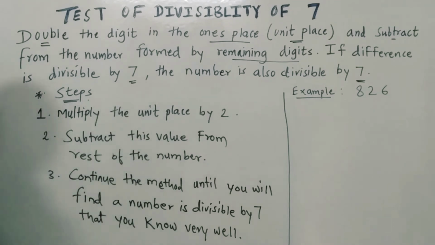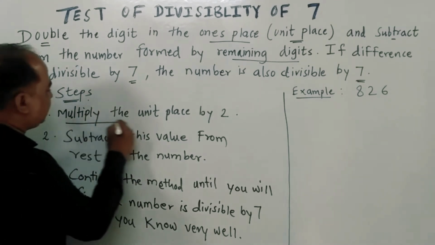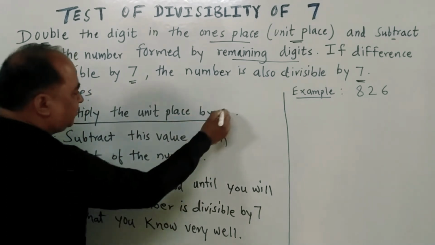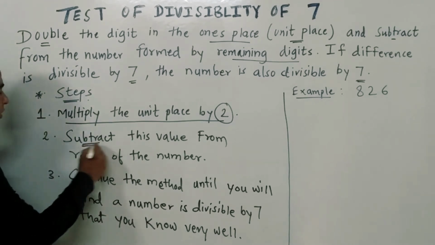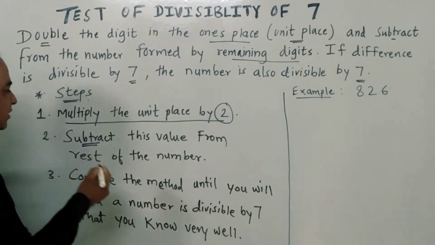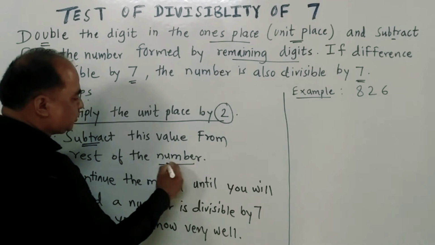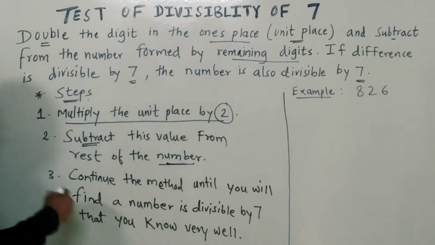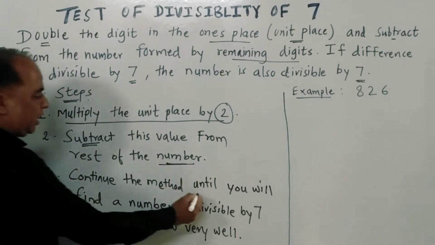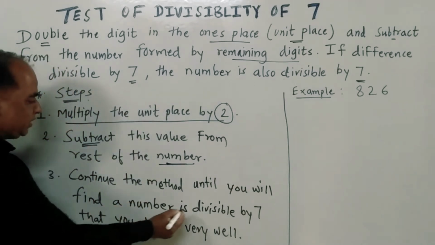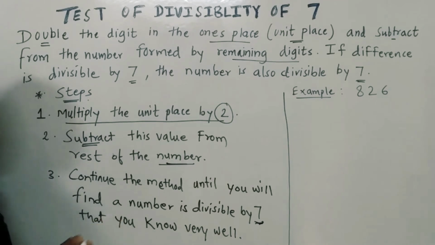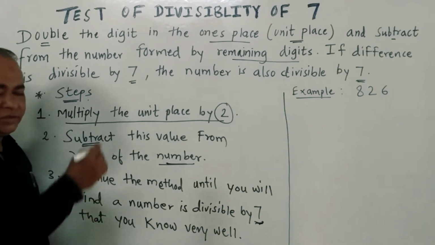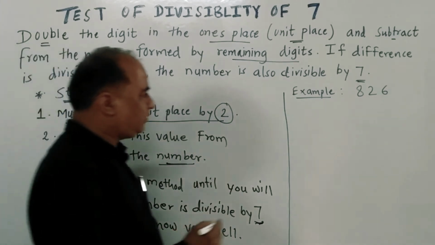So the steps to apply the test of divisibility are: first, multiply the unit place, that is the last digit, by 2. Then subtract whatever answer you get from the rest of the number. Continue the process until you find a number that you know very well is divisible by 7. So let us proceed with the example.